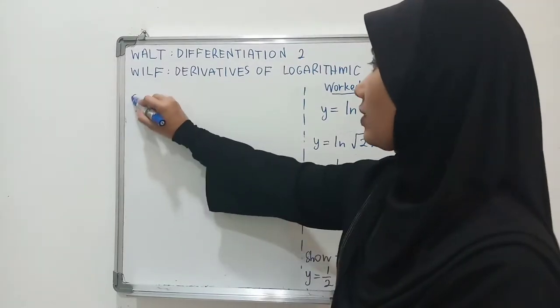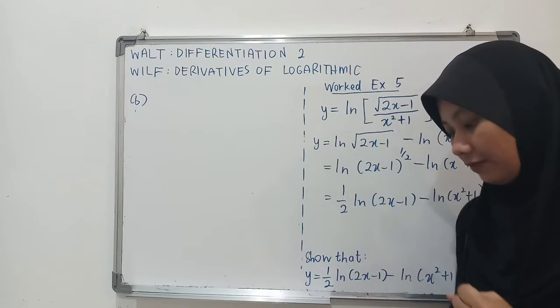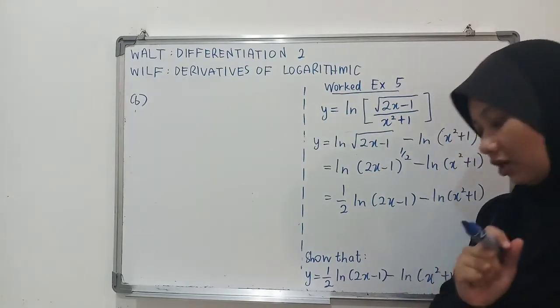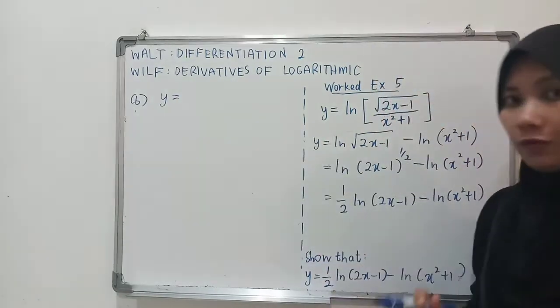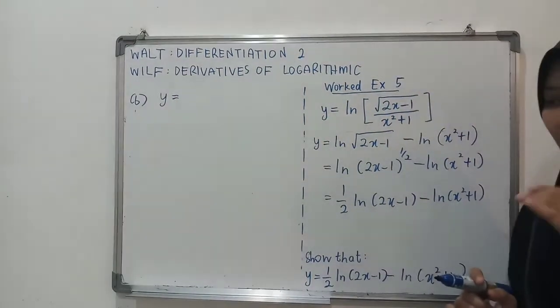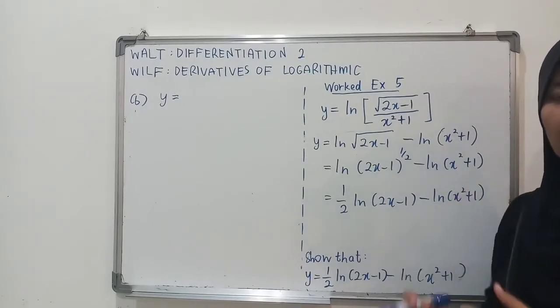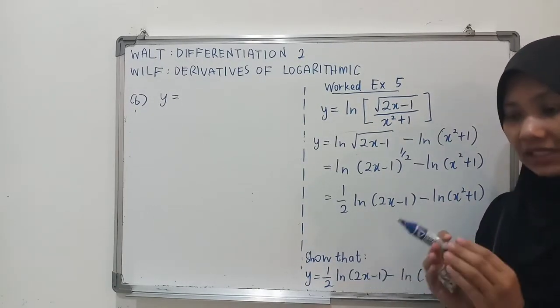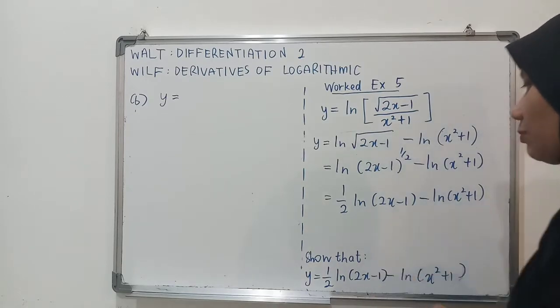That is question A just now. Question B asks you to hence find the value of dy dx when your x is equal to 1. Okay, so now my y equals to. For this type of question, if you cannot prove the first part, just try to do B. You can still proceed with B. Use the answer given in part A.